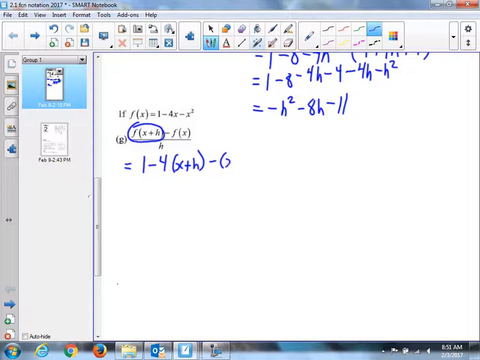Minus square. Okay. Subtracting. In red, I'll just rewrite f of x. That just means the function with x in it. Now, I'm going to make a mistake on purpose.